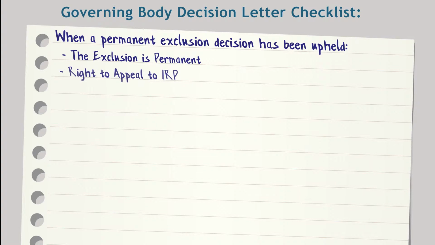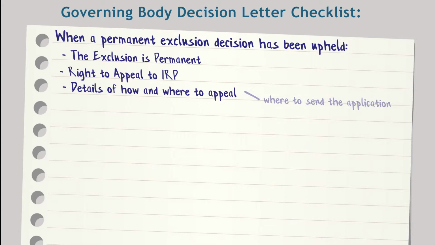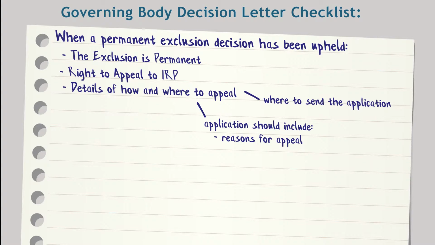Notice that the parents have the right to appeal to the independent review panel. The details of how and where the parents should appeal if they wish to, such as where to send the appeal application, what the application should include, reasons for appeal, supporting evidence, and any relevant reference to the pupil's special educational needs.